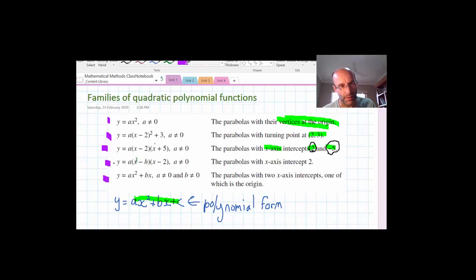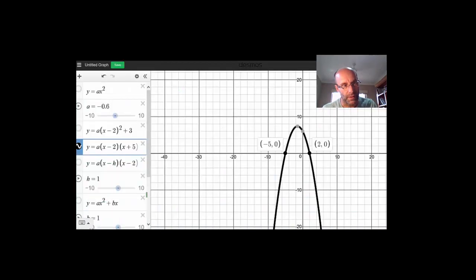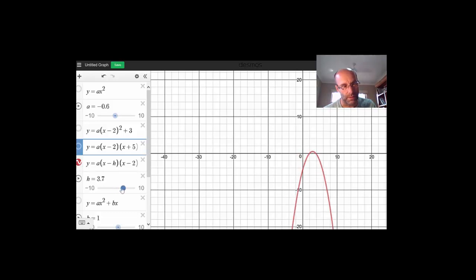Next on the list is another example. Anything in this form will have parabolas with an x-intercept, or just the x-intercept. One of them will definitely equal 2. This one here depends on what the value of h is. So graphically we can see next on our list here would be that.